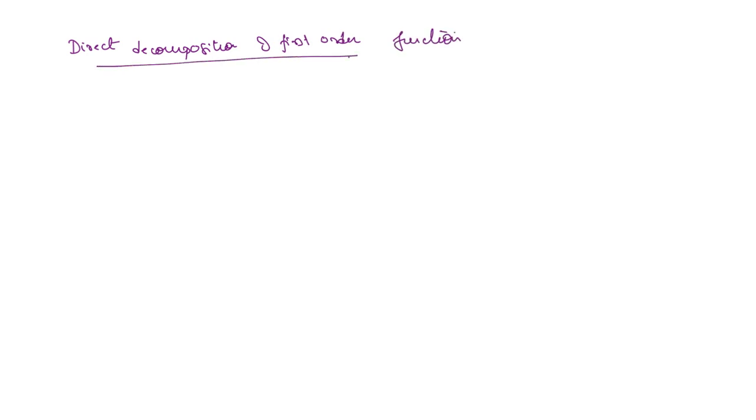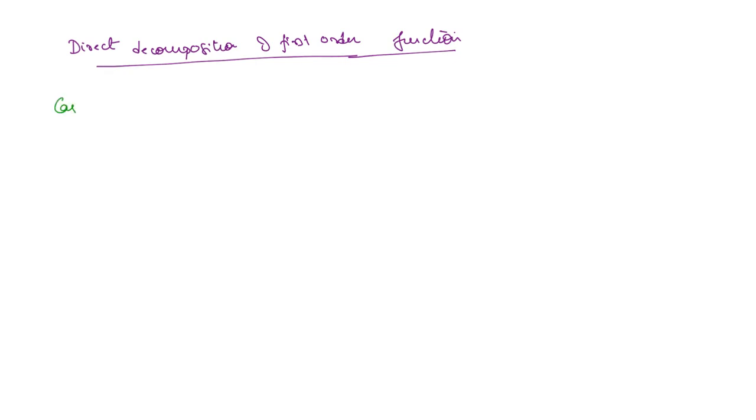Before we discuss cascade decomposition and parallel decomposition, we will use the direct decomposition to get the state diagram of a first order function. Okay, so direct decomposition of first order function. Take it as an example, but we will be using this while discussing the cascade and parallel decomposition.